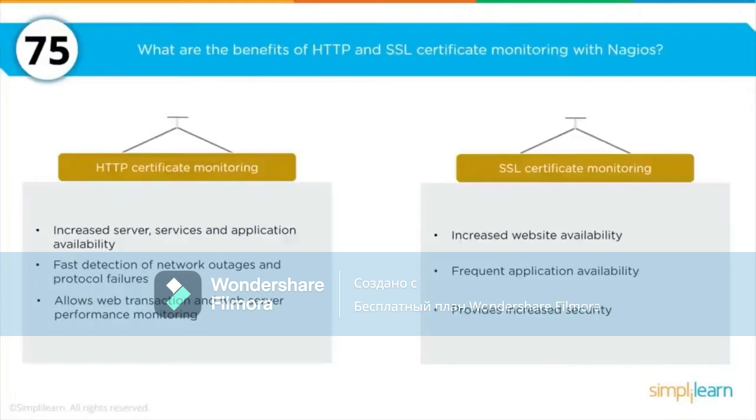So what are the HTTP and SSL certificate monitoring with Nagios? With HTTP monitoring, it allows you to have increased server, services and application availability, which is very important, detection of network outages and protocol failures, and transaction monitoring. The SSL certificate monitoring allows for increased website availability, frequent application availability, and provides increased security.